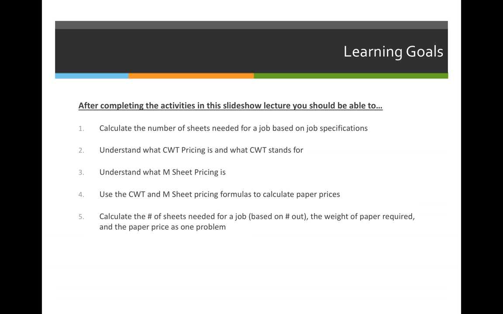We also will shoot to understand what CWT pricing is and what CWT stands for, what M sheet pricing is, and then we will use both the CWT and M sheet pricing formulas to calculate the price of paper. In addition, we will reiterate the importance of calculating the number of sheets needed for a job based on the number out formula, because we'll use that for every lecture between now and the end of the semester. Then, once we know the number of sheets that are needed, we can use that to calculate the weight of the paper and then the final price of the paper.